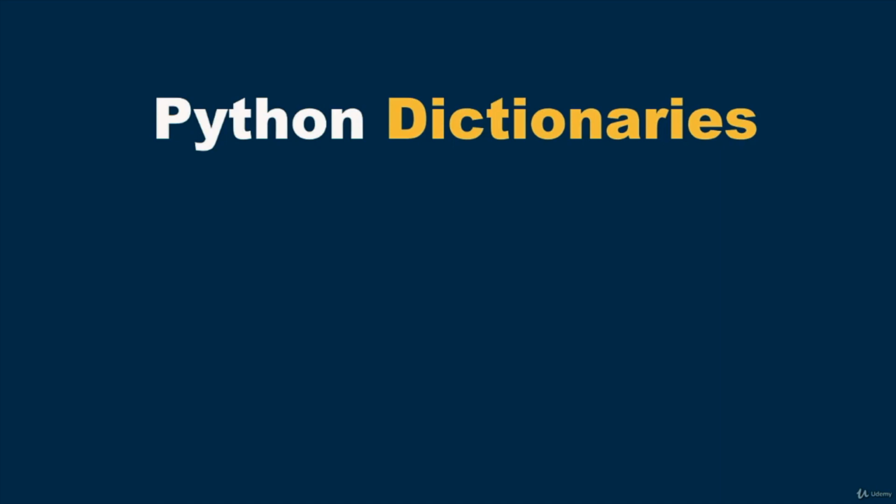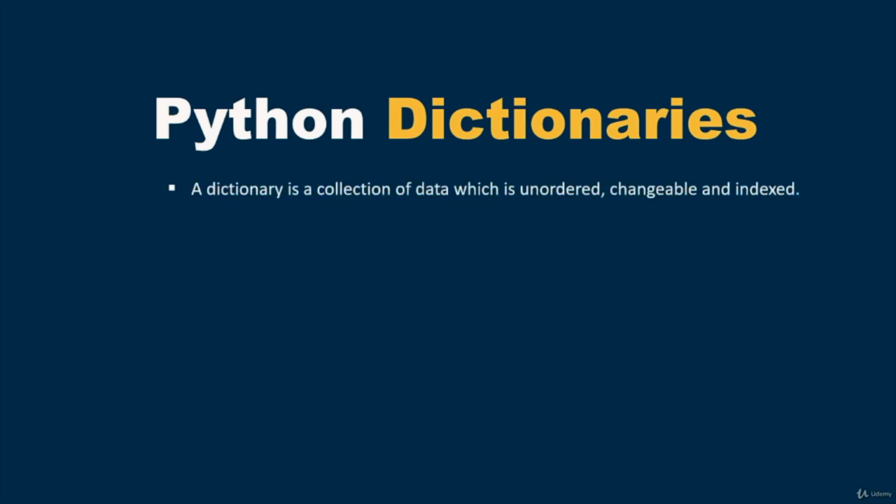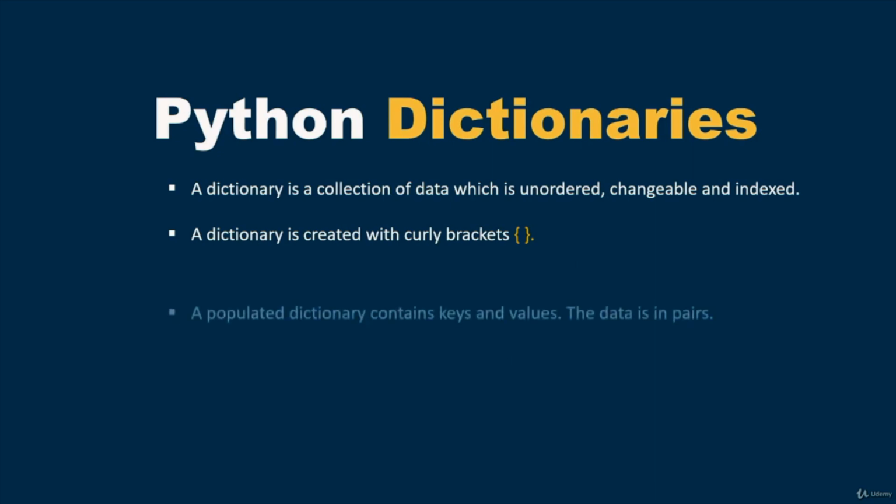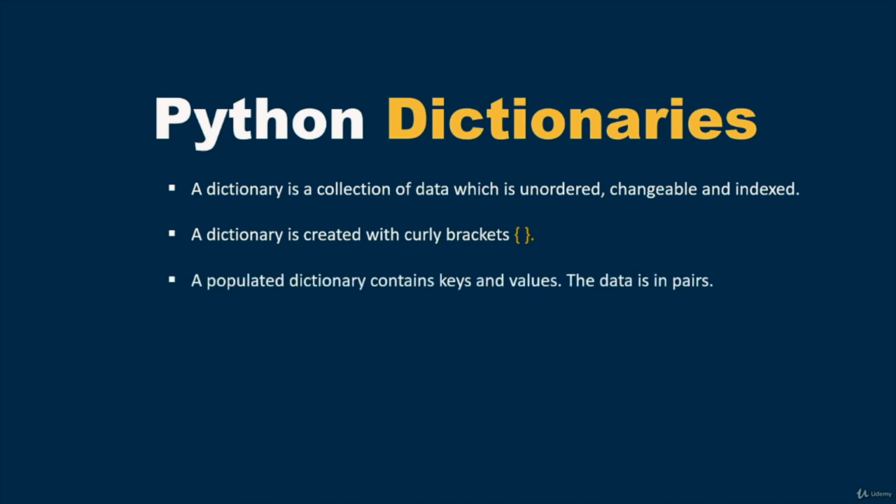A Python dictionary is a collection which is unordered, which can be changed, and which is also indexed. A Python dictionary is created by using curly brackets. Also, a populated Python dictionary will have keys and corresponding values. So the data inside a populated dictionary is paired. Paired in the sense that they have keys and the keys have corresponding values.